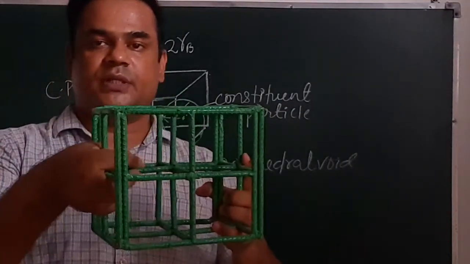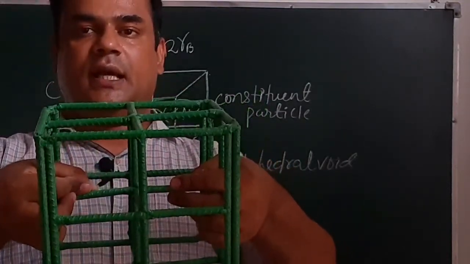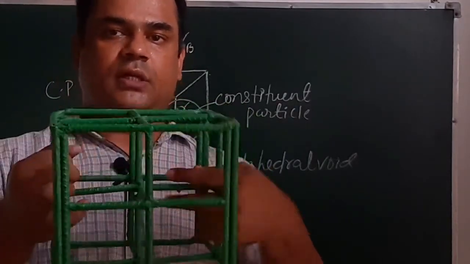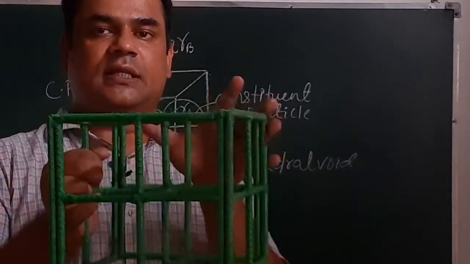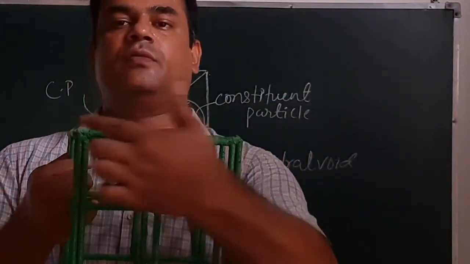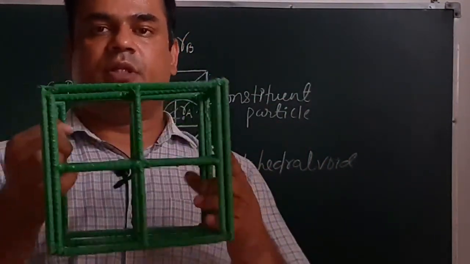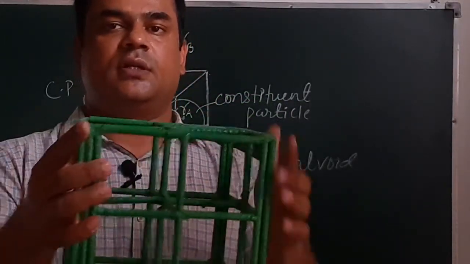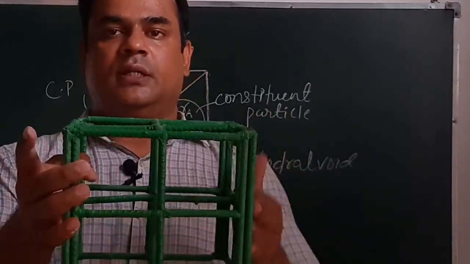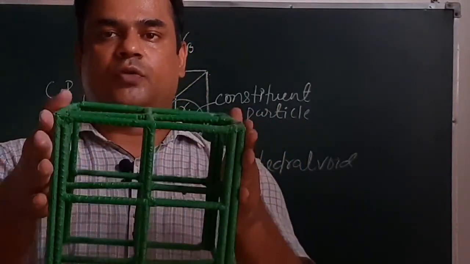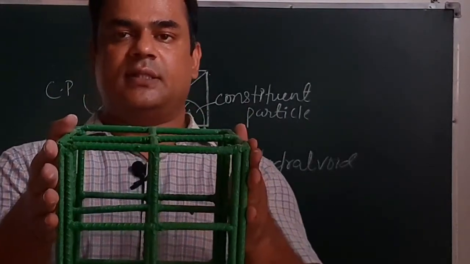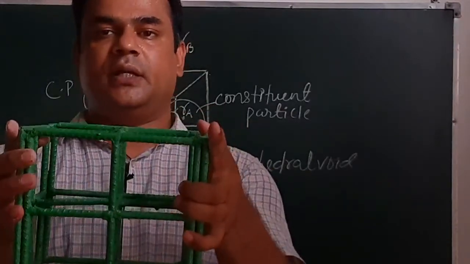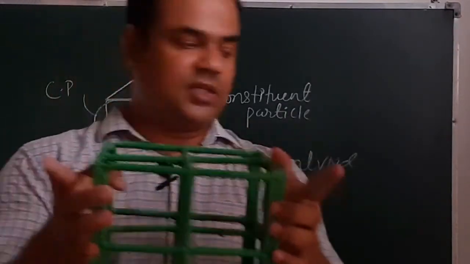In this unit cell, one constituent particle is present here, one is here, and this is our octahedral void. So if we add this whole length from here to here, this length and this length will be the same. The distance between this point and this point will be the same as between this point and this point. This length will be the same because both faces are parallel, and between parallel lines the distance remains constant. So the distance between these 2 points and these 2 points will remain the same, and this is the edge length.